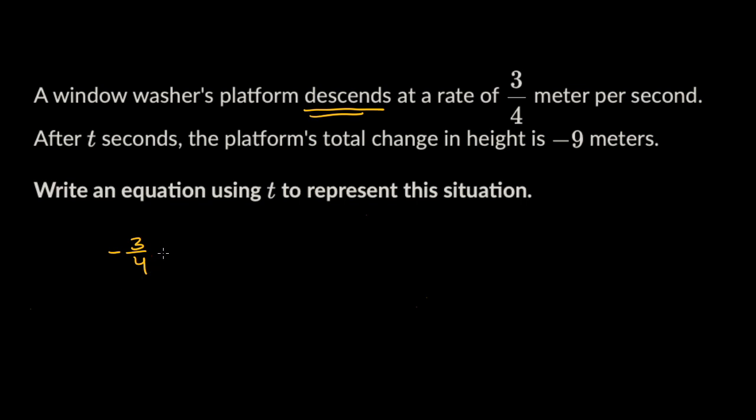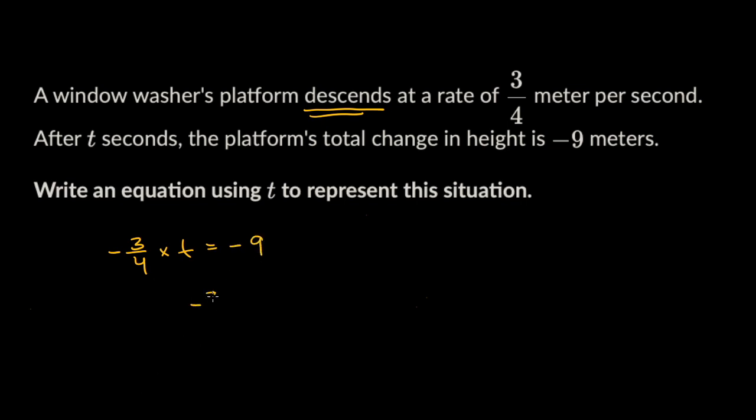If we wanted to write units, we could write meters per second, and then we would want to multiply that times the number of seconds. So times t seconds. Maybe that's confusing to put the units. So let me just put times t seconds is going to be equal to our total change in height, which is -9 meters. So we could write it this way.